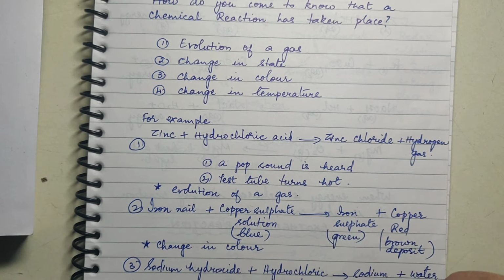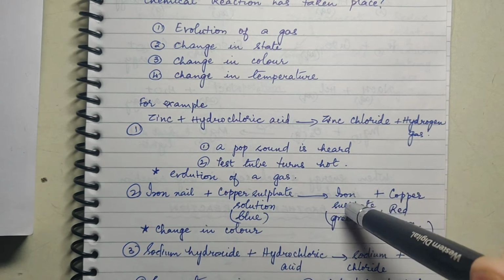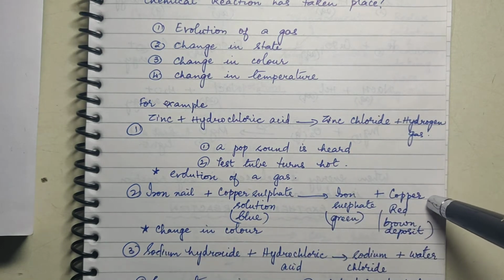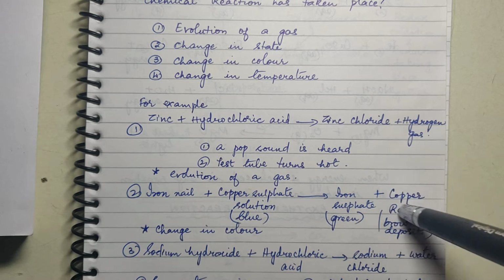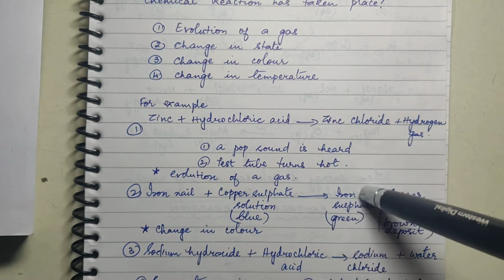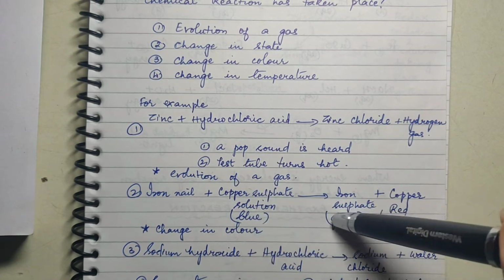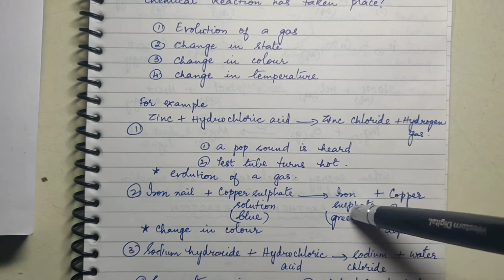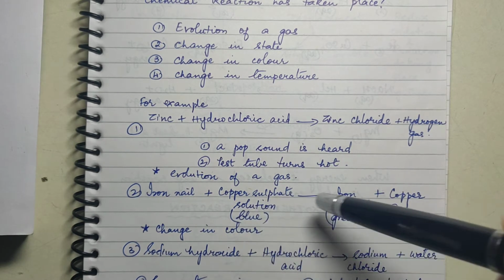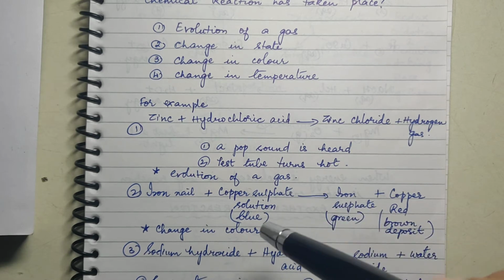Same way, if you put an iron nail into copper sulfate solution, then it turns into iron sulfate and copper. Now there is a reddish brown deposit at the bottom and the solution turns pale green from blue color. Copper sulfate is blue in color and it will turn into pale green. That is due to iron sulfate formation. So since there is change in color, you understand that there is a chemical reaction that has taken place.